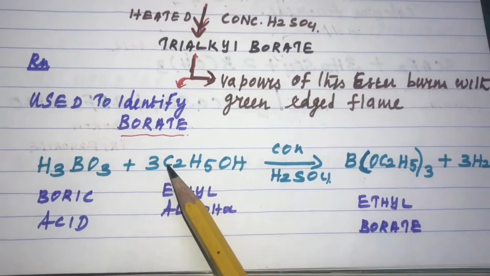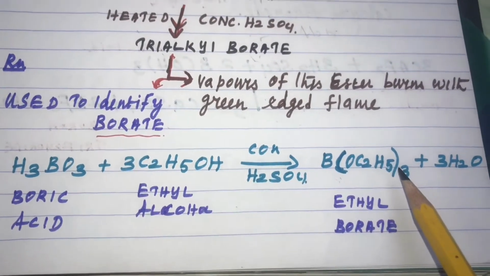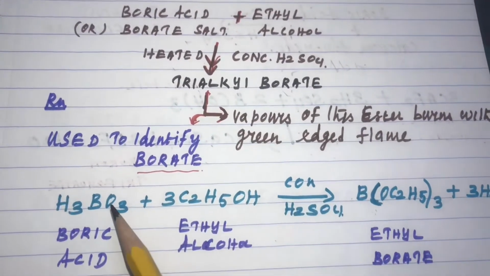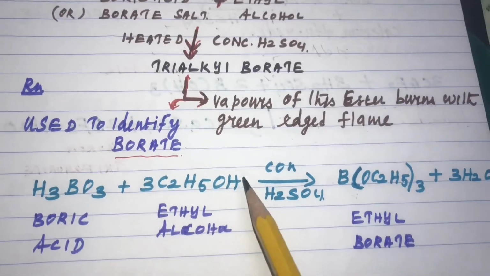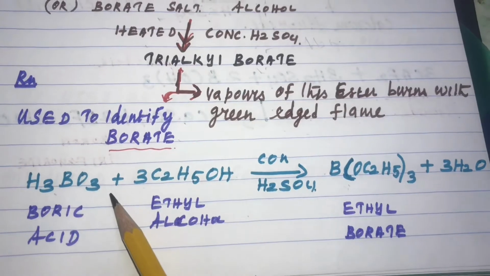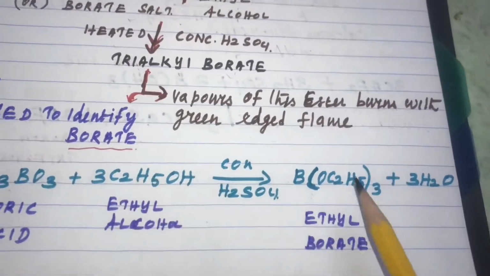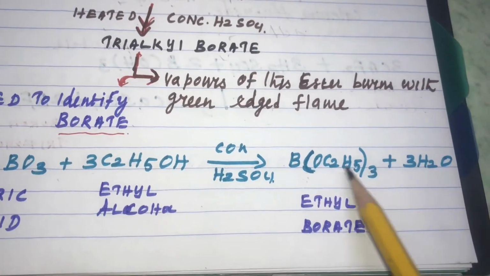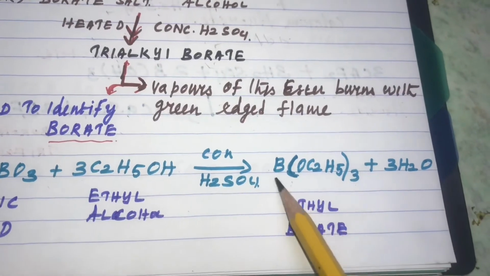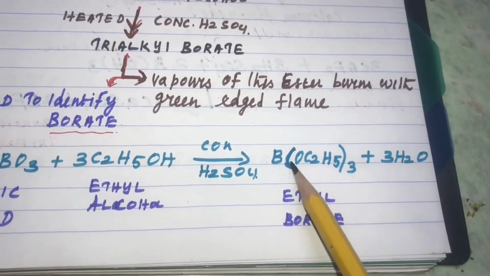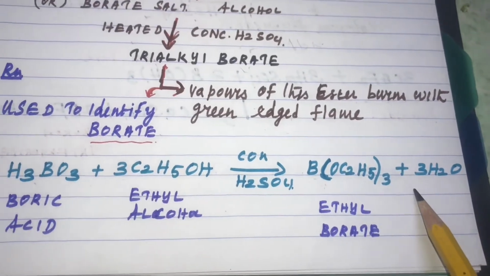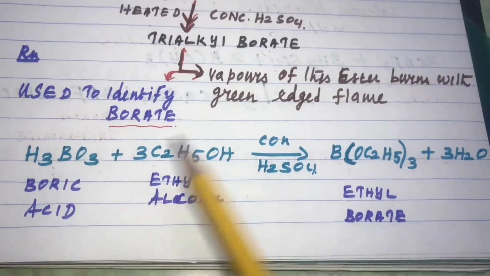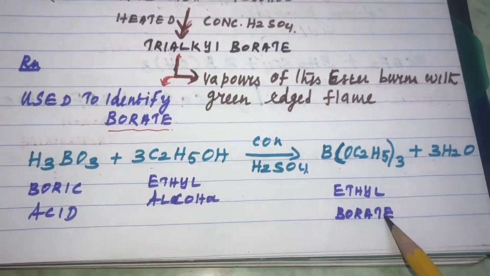The reaction is here: the trialkyl borate, ethyl borate. So 3 molecules of ethyl alcohol and a single molecule of boric acid, H3BO3, form the trialkyl borate with three ethoxy groups. Here, with the valency 3, B(OC2H5)3 plus 3H2O. Easily you can memorize: 3 ethyl alcohol, 3H2O, and H3BO3 and B(OC2H5)3, ethyl borate.